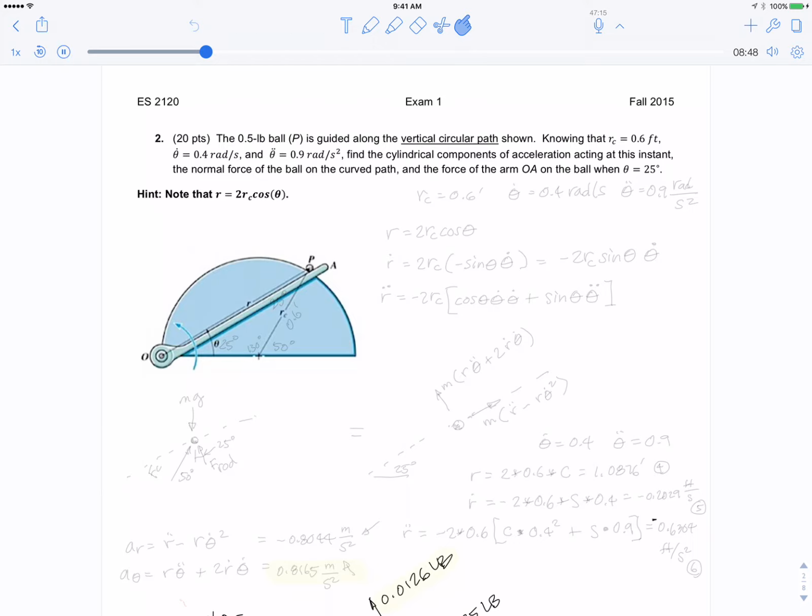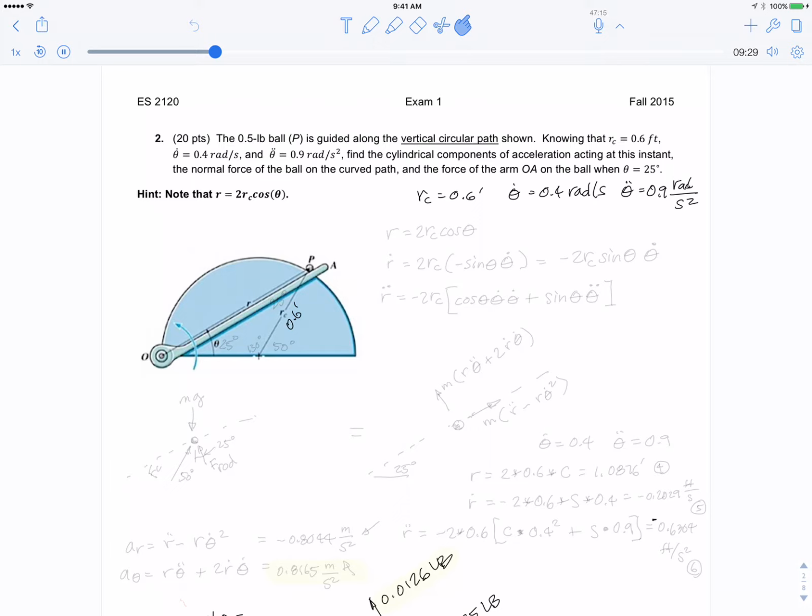So this is a problem that took me 17 minutes and I was trying to go fast, so we'll see how this goes. So we're given RC is 0.6 feet, so let me just draw that in a picture. That's 0.6 feet. We're also given that theta dot equals 0.4 radians per second, and theta double dot 0.9 radians per second squared. We're going to need to get R dot and R double dot.